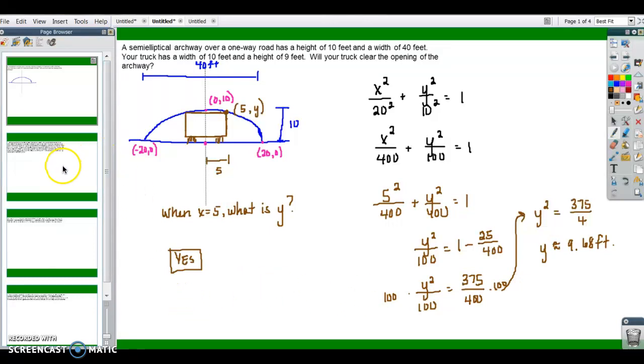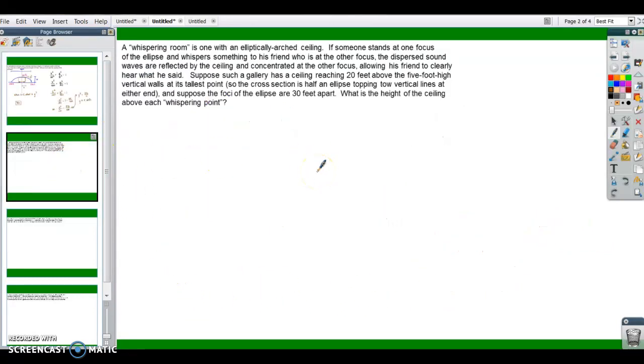Here's another example. We talked a little bit about this in class, and we said that a whispering room is one with an elliptically arched ceiling. So if someone stands at one focus of the ellipse and whispers something to his friend who's at the other focus, the dispersed sound waves are reflected by the ceiling and concentrated at the other focus, allowing his friend to clearly hear what he said. So, let's suppose such a gallery has a ceiling reaching 20 feet above the 5-foot-high vertical walls at its tallest point. Okay, so the cross-section is half an ellipse topping 2 vertical lines at either end.